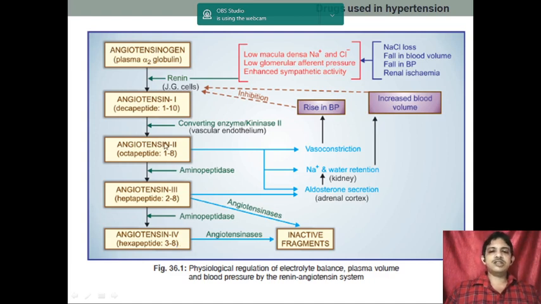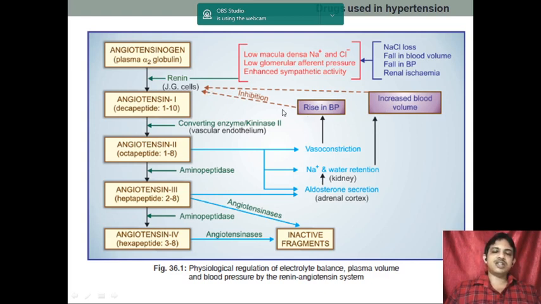Now, angiotensin 2 is responsible for vasoconstriction. Vasoconstriction means peripheral vascular resistance will increase, so blood pressure will increase. Next is sodium and water retention. If there is sodium and water retention, blood volume will increase, so blood pressure will increase. Next, angiotensin 3 and angiotensin 2 are also responsible for aldosterone secretion. Aldosterone secretion again causes sodium and water retention, which in turn increases the blood pressure.